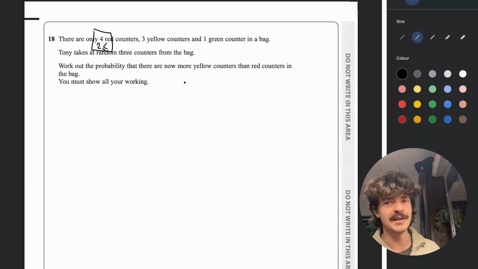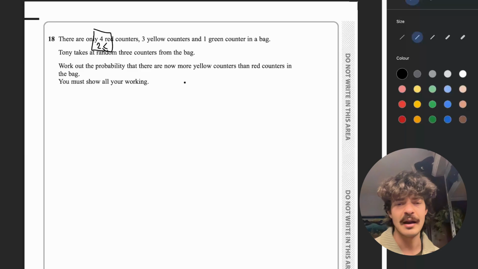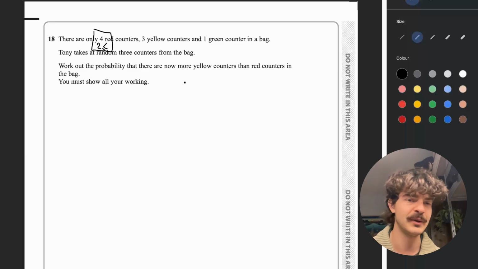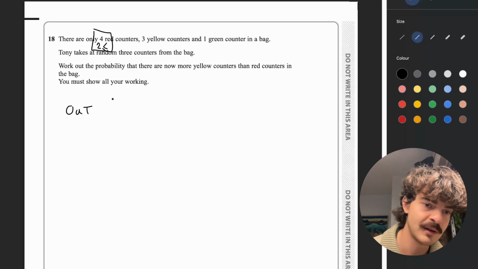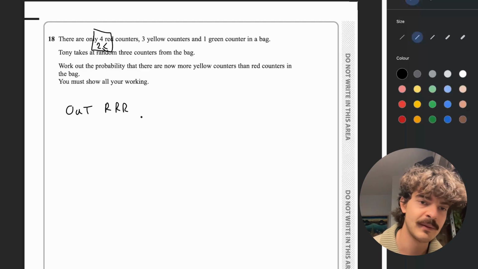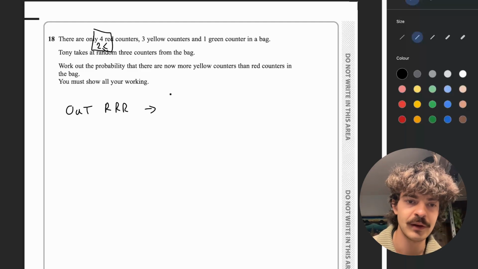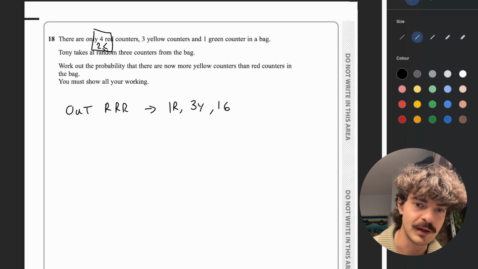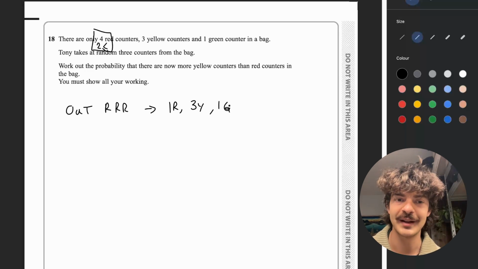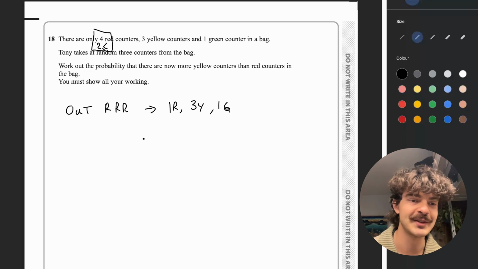So this question's actually been a bit more problem-solving logically with what's going on than using any diagrams. But let's walk through it. So if I took out, let's say, 3 red counters, red, red, red, I would end up with 1 red, 3 yellow, 1 green, right? And that definitely is less red than yellows.